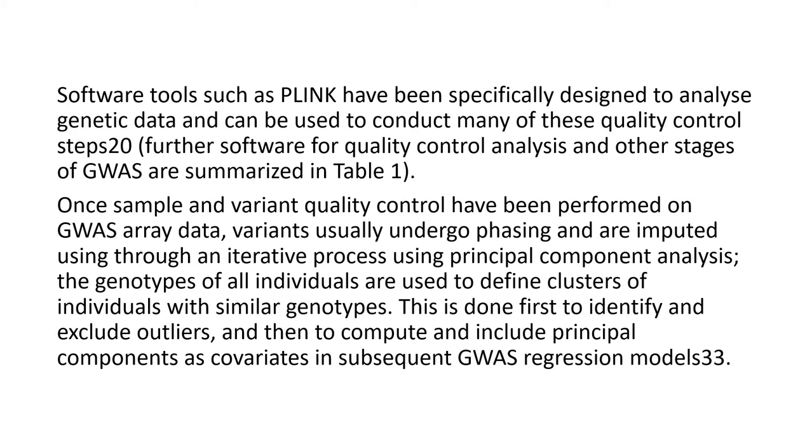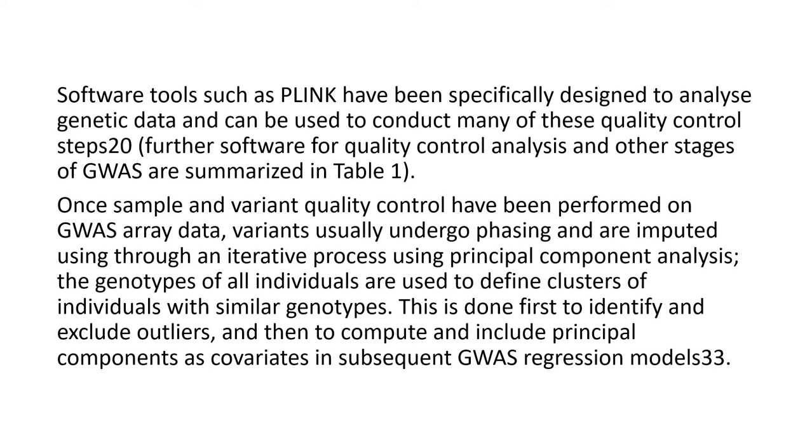You can view it. Once the sample and variant quality control have been performed on the GWAS array data, variants usually undergo phasing. Then we can process the data using principal component analysis, and we can identify all the individuals to define the clusters. A cluster means a group of individuals' data that have similar genotypes. Why is it done? To identify the common variants.